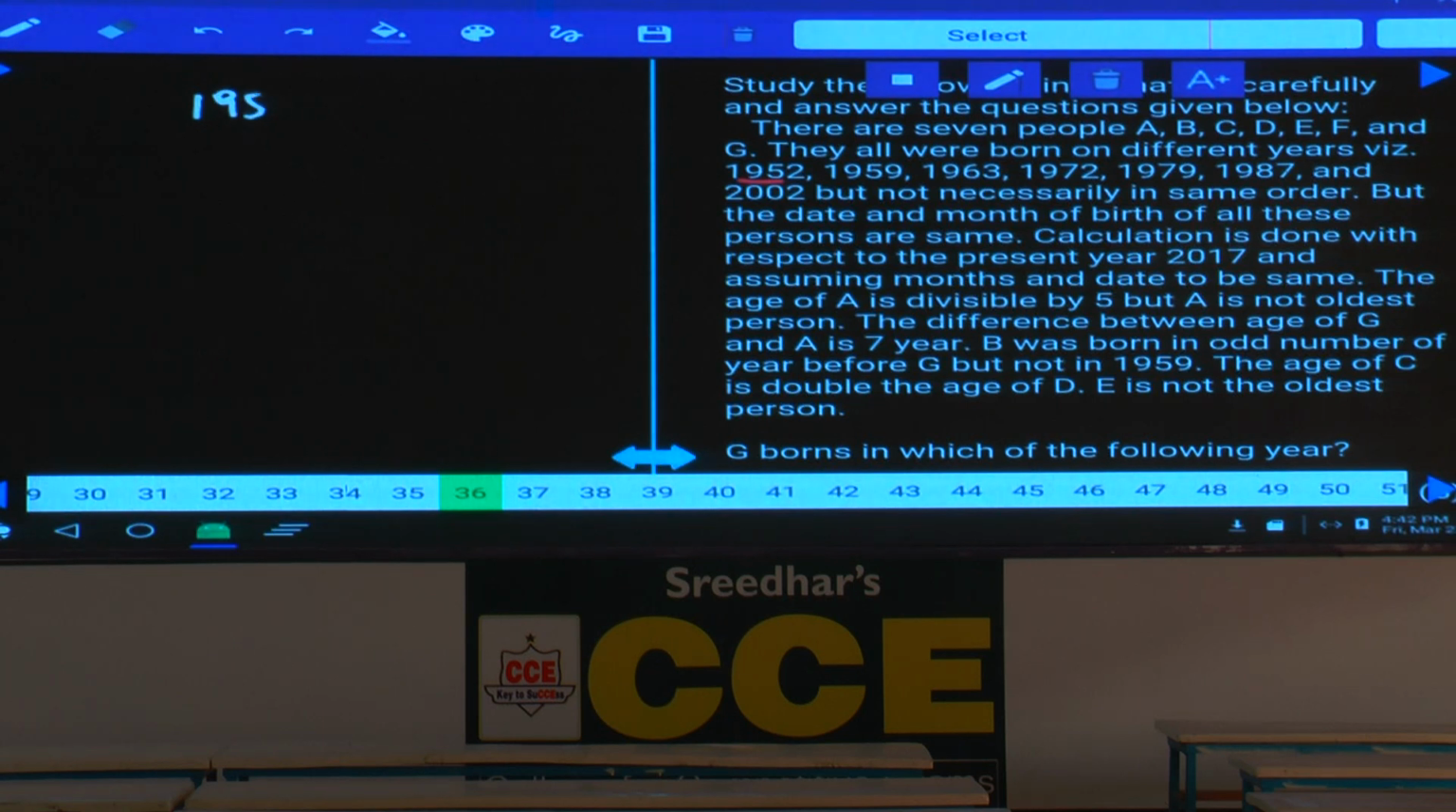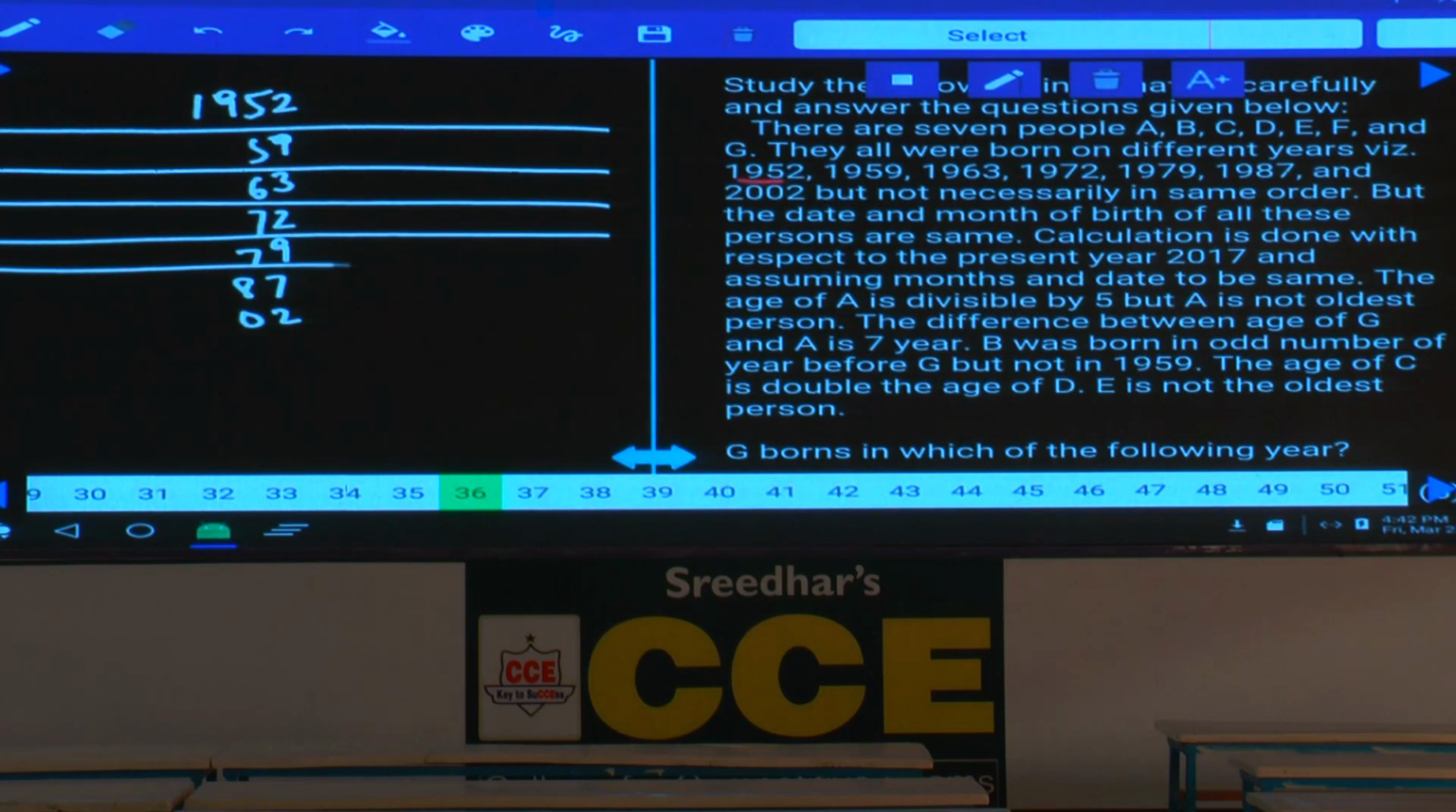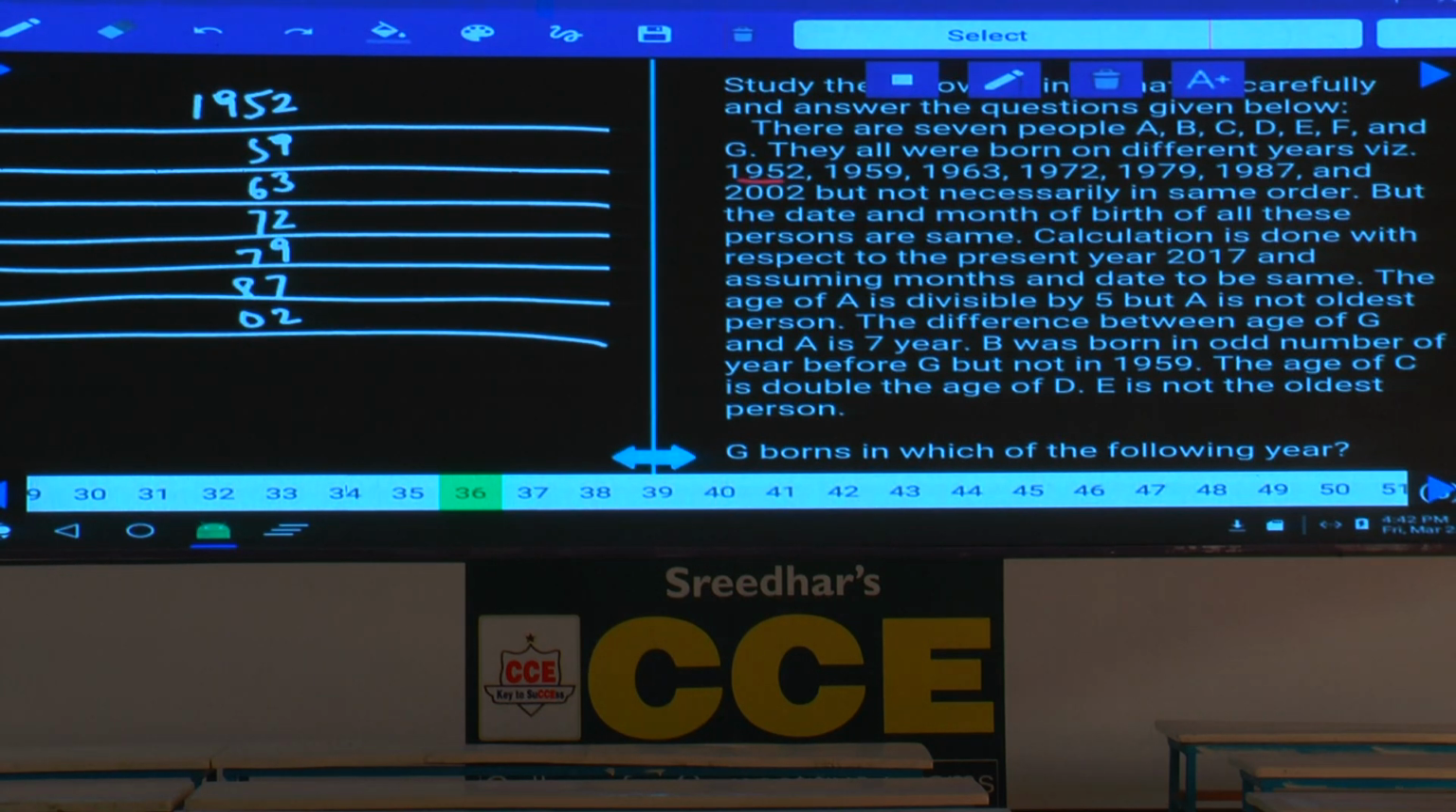Now 1952, let us start with this 1952. Next one is 59. And next 63. And 72. 79. 87. Isn't it? 87 and 2002. These are the years. And the base year, what is the base year given here? 2017. 2017 is the base year, isn't it?